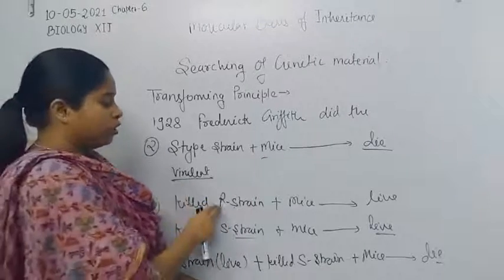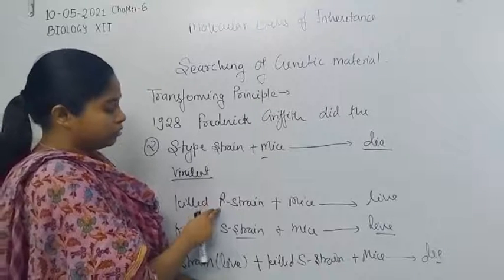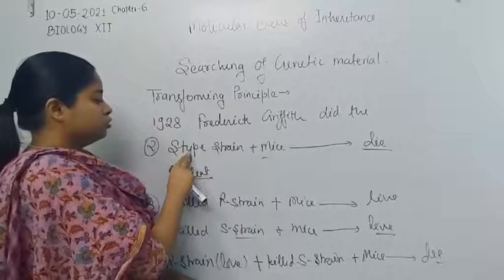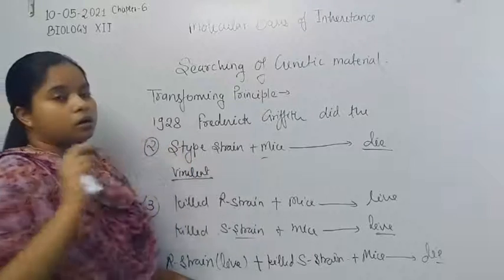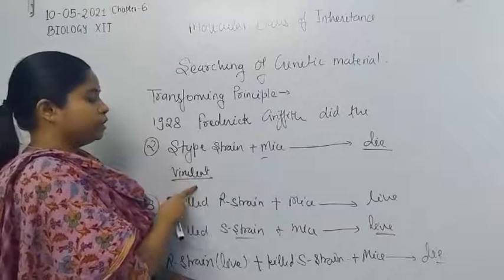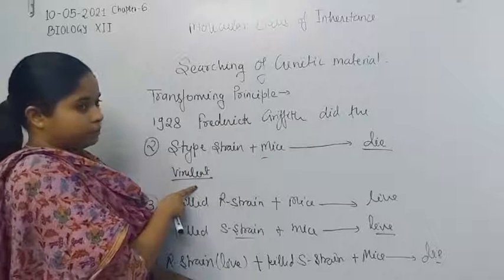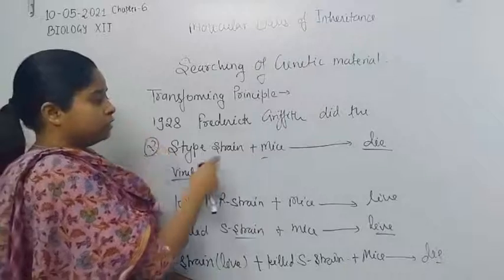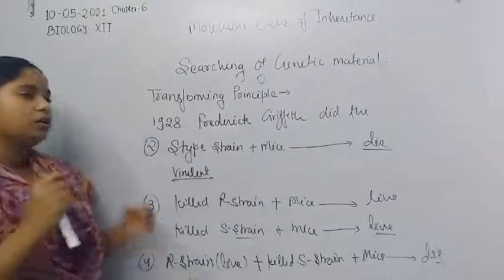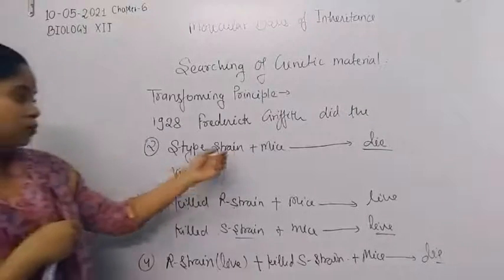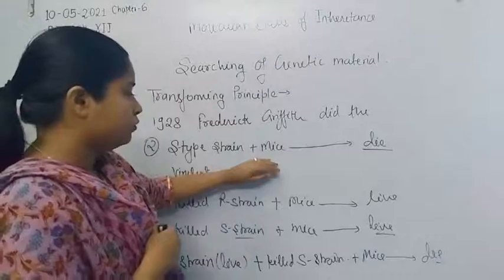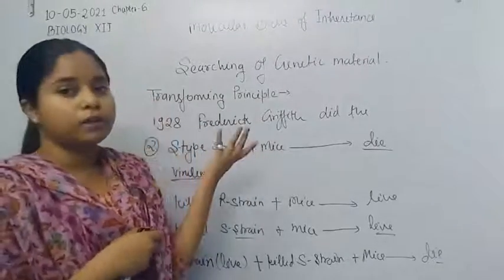So they are non-virulent, but due to the synthesis of the mucopolysaccharide, the S type of strains are virulent types of Streptococcus pneumoniae. That's why they cause pneumonia in the mice, and the mice do not resist them because of their coating of the mucopolysaccharide.